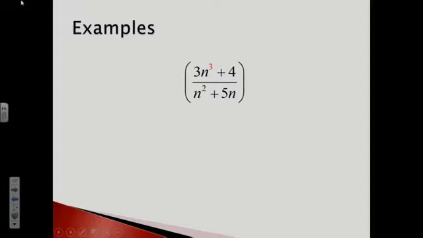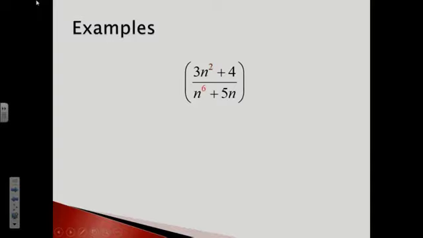Next, find the limit of (3n cubed plus 4) divided by (n squared plus 5n). The numerator is a polynomial of order 3 and the denominator is a polynomial of order 2. So the limit is infinity.